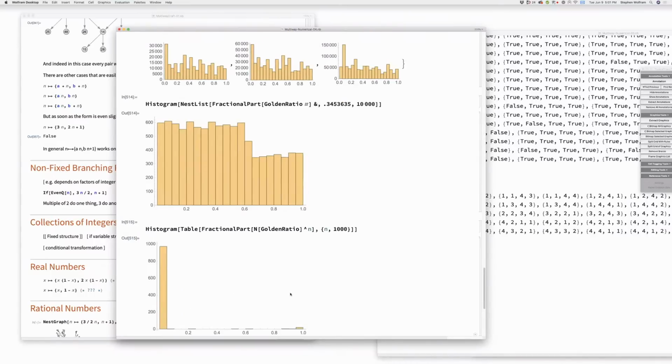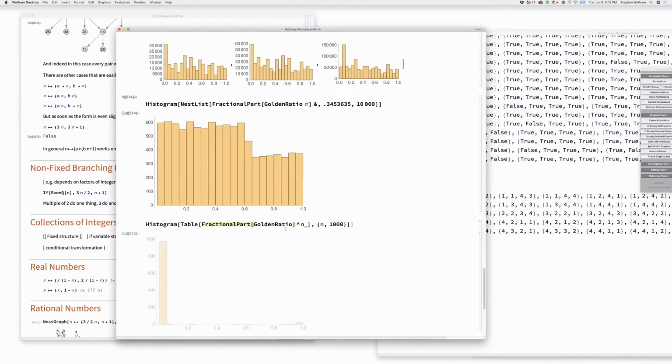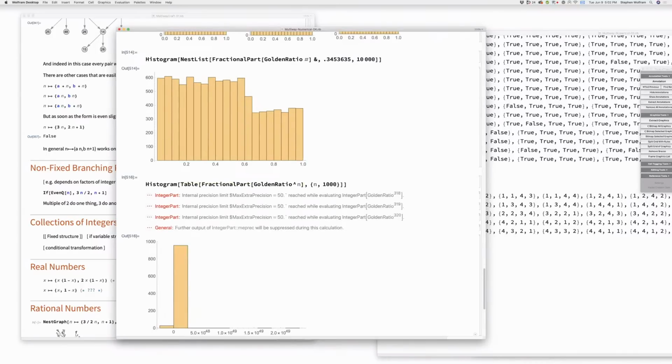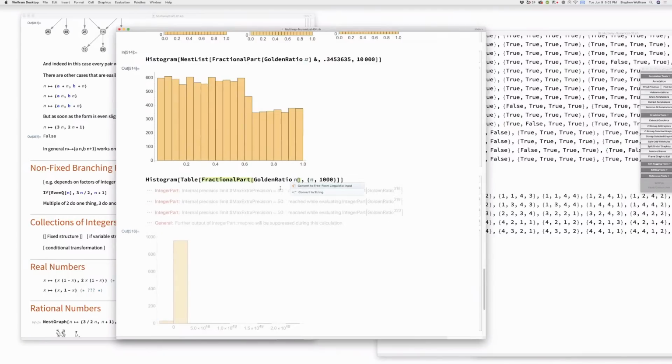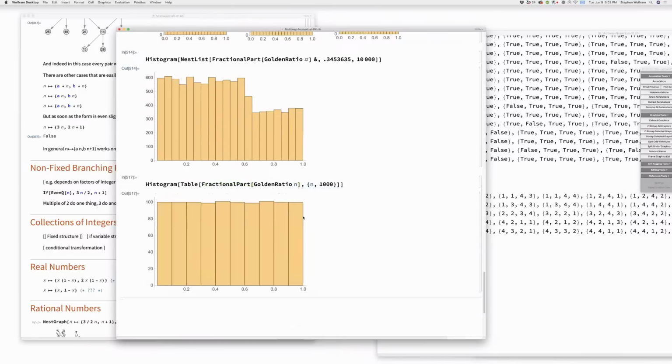What happened here? Fractional part of golden ratio to the n, right? That's like where the plant puts its leaves. Yeah, that's the multiples, not the powers. I just gave, oh. Good point. There you go, perfectly uniform.